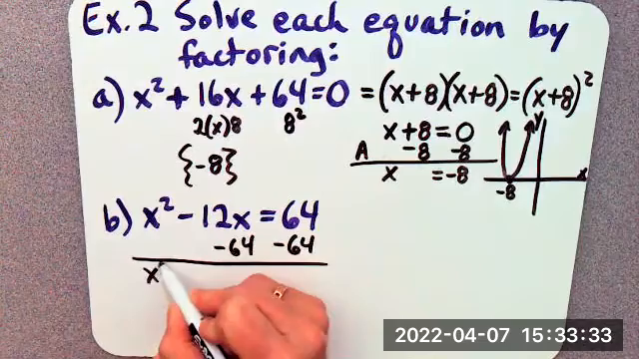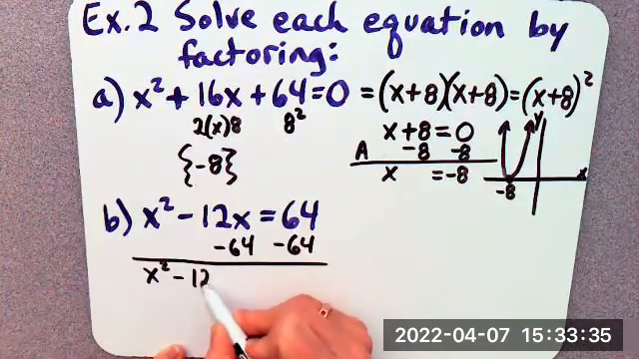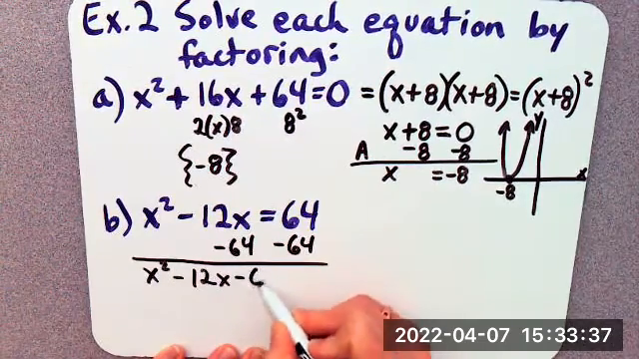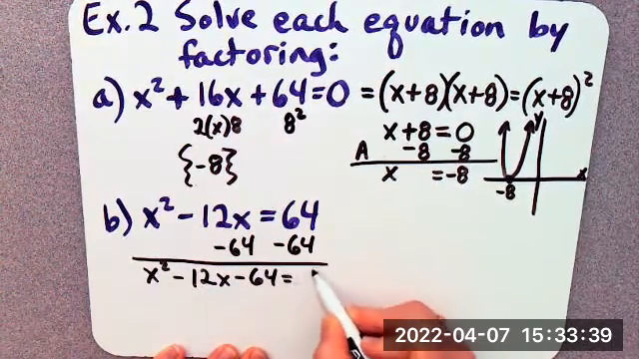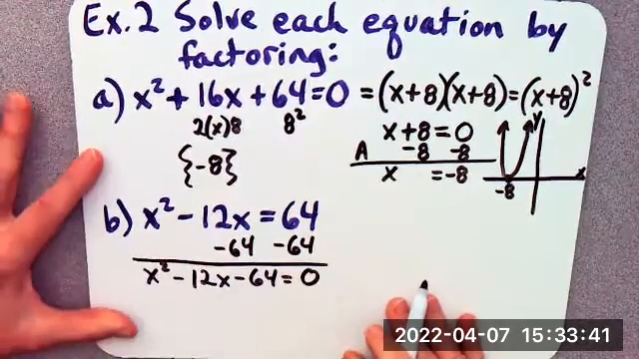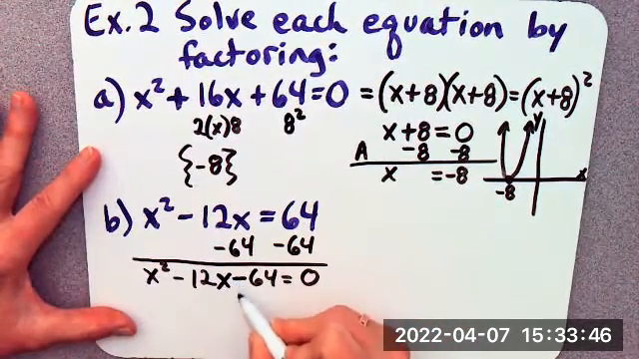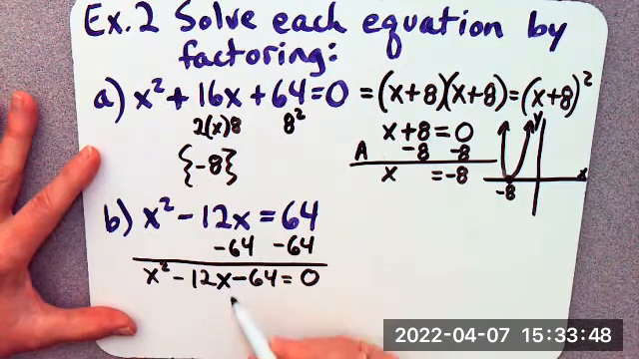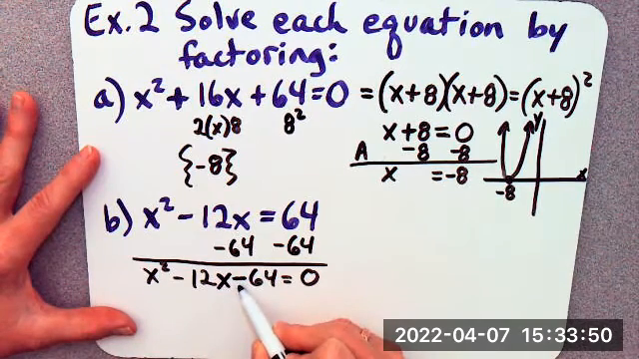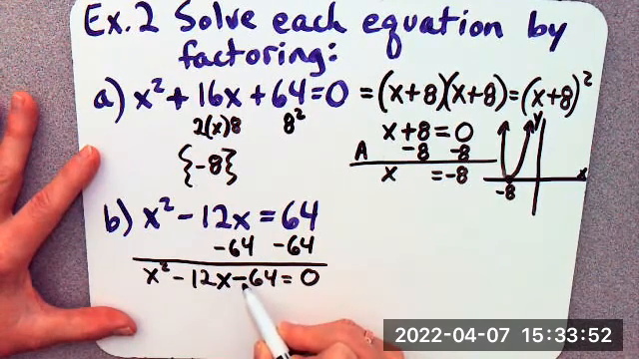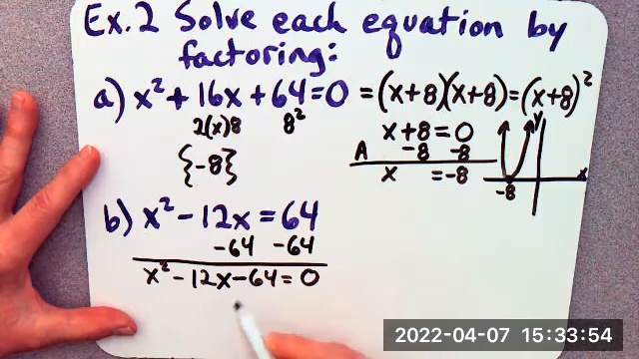So we have x squared minus 12x minus 64 equals 0. Now we can work with this, but hold up. Look at this. This is not a plus sign. So this is not a perfect square trinomial. There's no perfect square trinomial with a minus sign here.